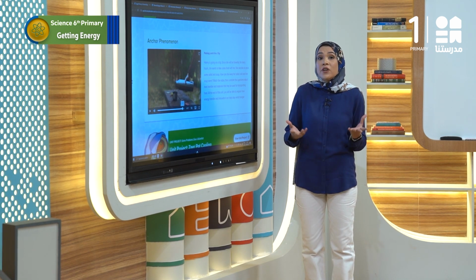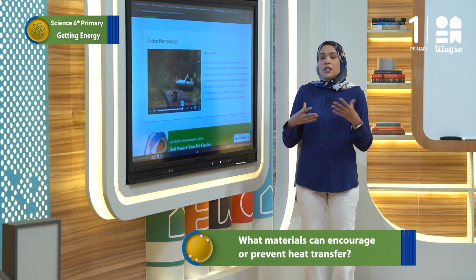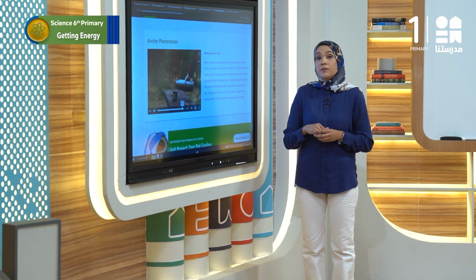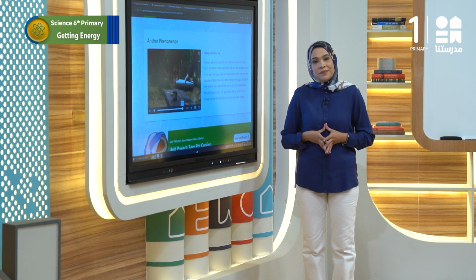And what materials can encourage or prevent heat transfer? What are the materials that allow heat to transfer, or prevent it? We will answer all these questions through the concepts of the unit.